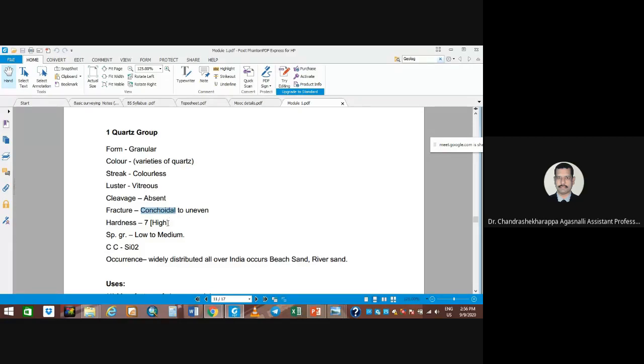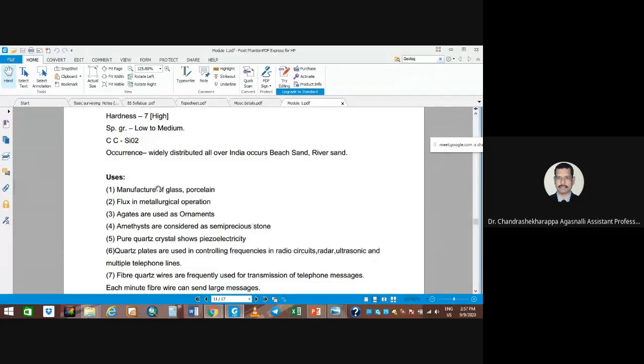Or else, if you cannot remember the numbering, you can write down the hardness as high, low, and medium. Okay, and specific gravity will be low to medium, and the chemical composition is SiO2. Okay, occurrence is widely distributed all over India, especially you can see it in the beach sands and river sands, and even in almost all the rocks. Okay, and where we are using this quartz group of minerals: quartz is used in manufacturing glasses and porcelains, and as a flux in metallurgical operations.